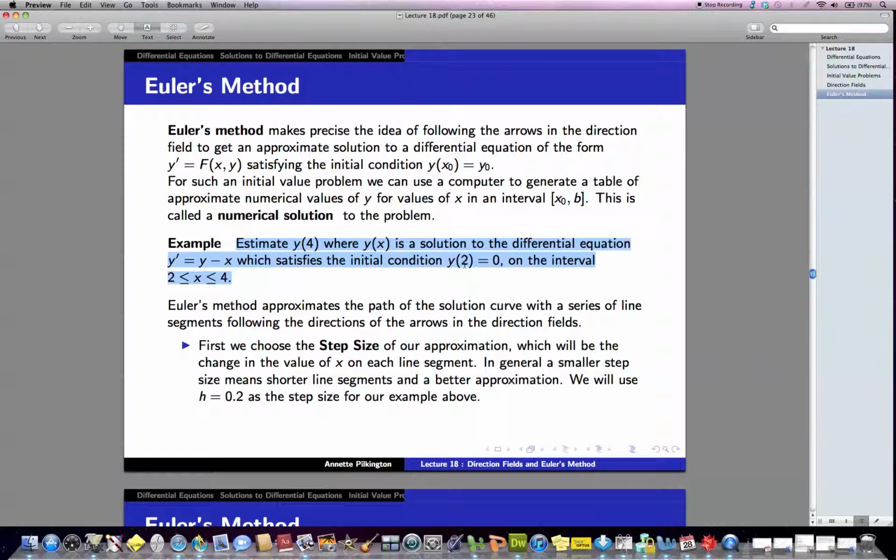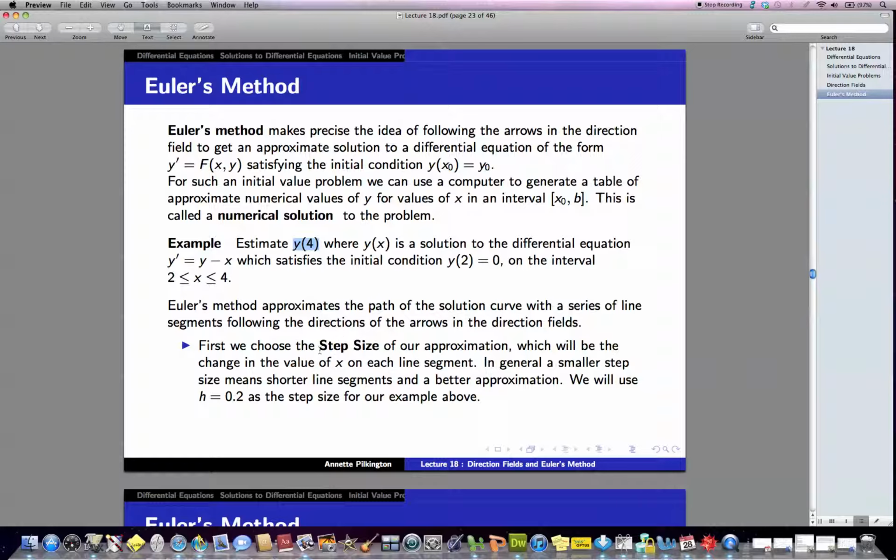So if I start at this initial point where y of 2 equals 0, there's a unique curve passing through that point which satisfies this particular differential equation. So this differential equation tells me how that curve is changing, and I can get an estimate of what that curve looks like using Euler's method, and use that estimate to predict the value of y of 4.